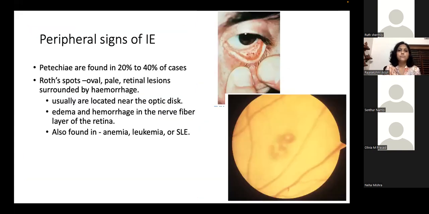And there are several other peripheral signs that you can find in IE. Unless you look for them, you may miss all this. These are petechiae, which are commonly seen in the conjunctiva. Roth spots are seen in the fundus. As you can see, these are oval, pale retinal lesions, which are surrounded by hemorrhage. And it is not only found in IE. It can be seen in severe anemia, leukemia, and SLE. So it is not pathognomonic of IE.